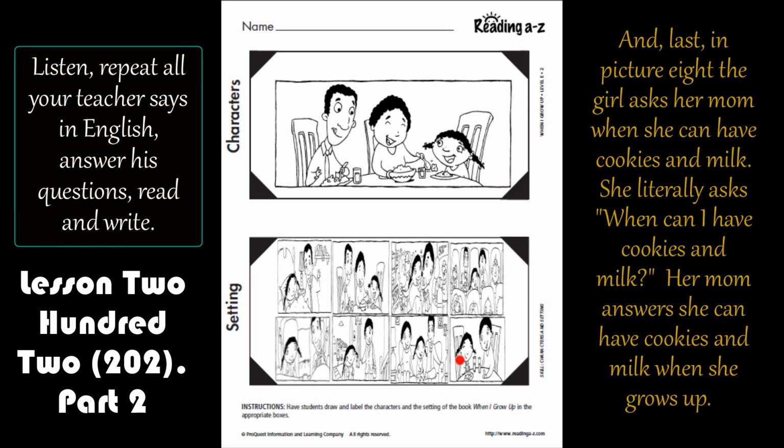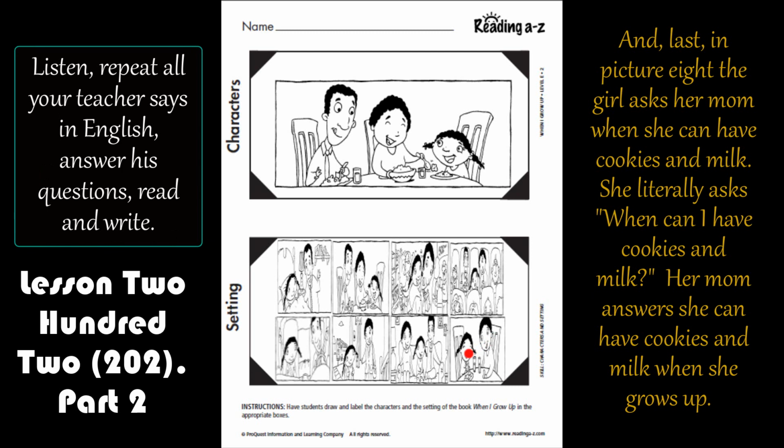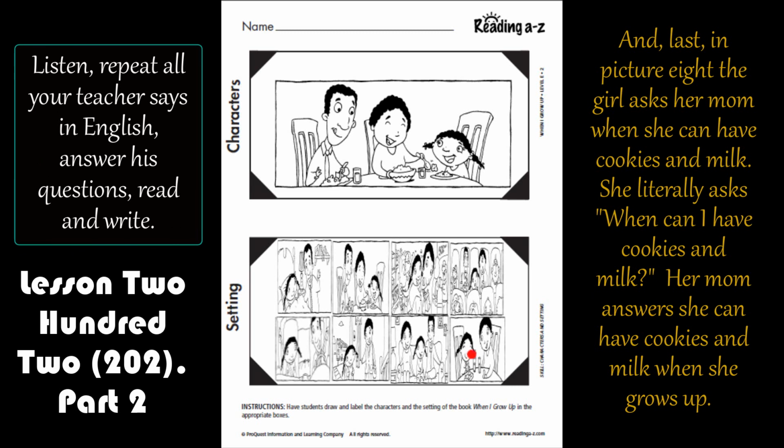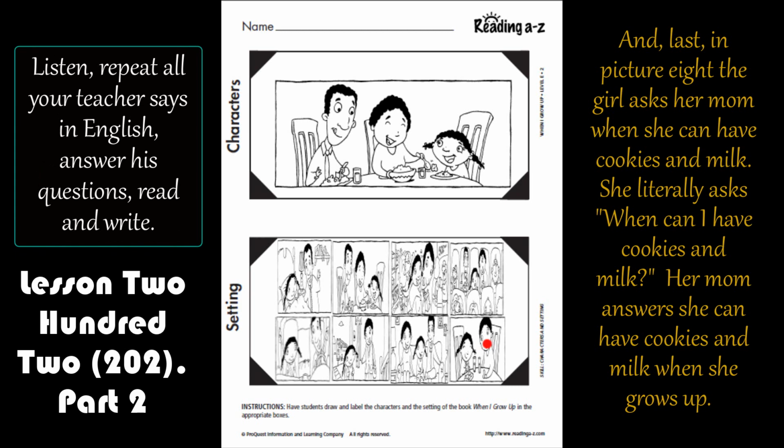And last, in picture 8, the girl asks her mom when she can have cookies and milk. She literally asks, "When can I have cookies and milk?" Her mom answers she can have cookies and milk when she grows up.